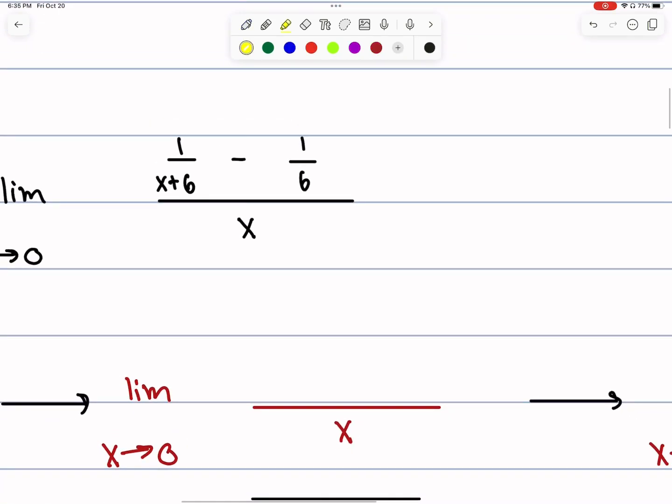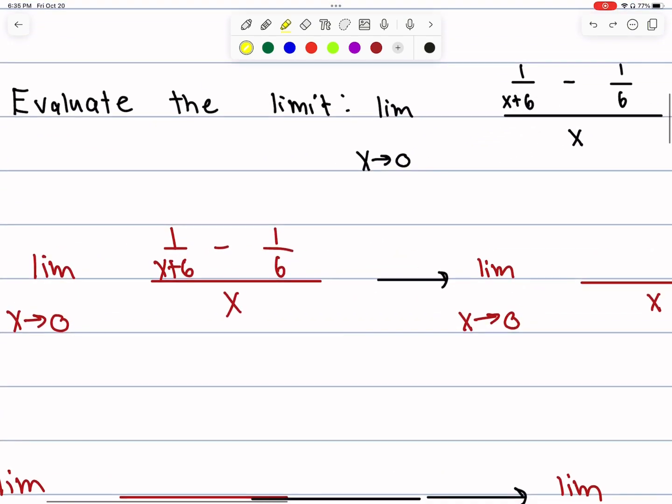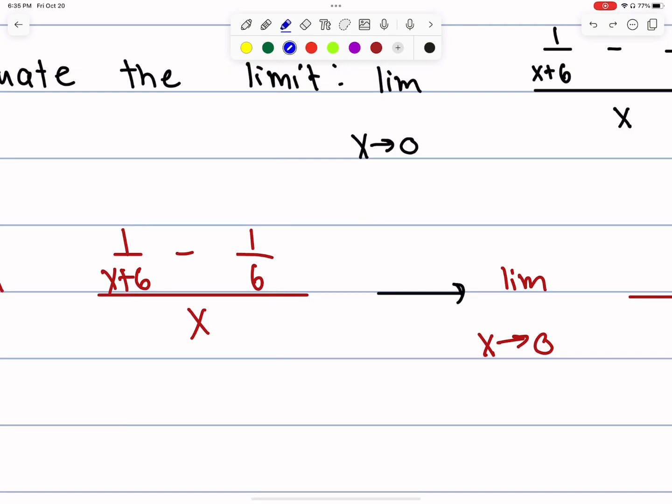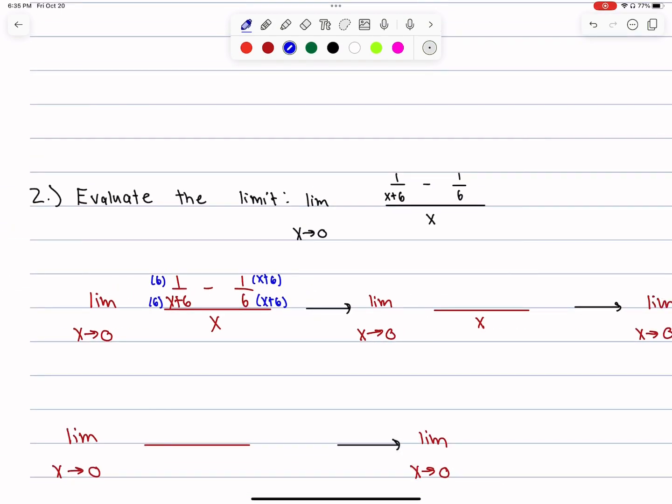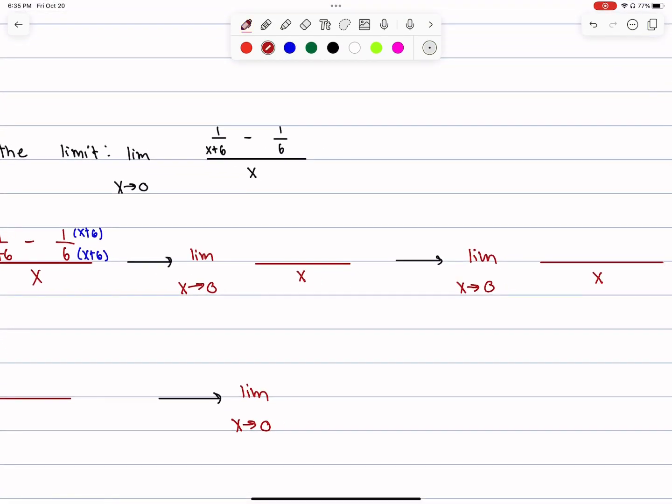So as you can see, we need to change the denominator. We can't just have the x there because then the question is going to be over 0 and we can't have that. So the first part is we want to get a common denominator in the numerator since there's a fraction in the numerator. And we do this by multiplying the right side by x plus 6, top and bottom, as shown here, and the left side by just 6, so we can have a common denominator.